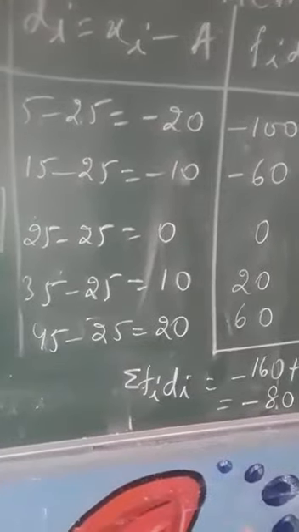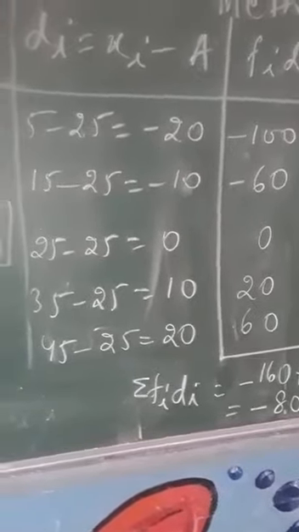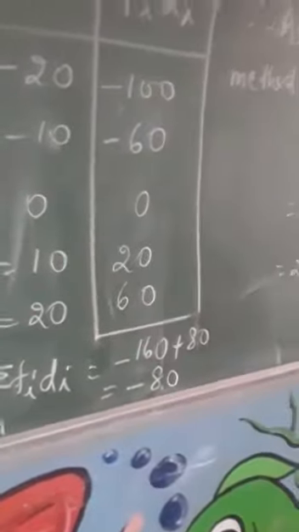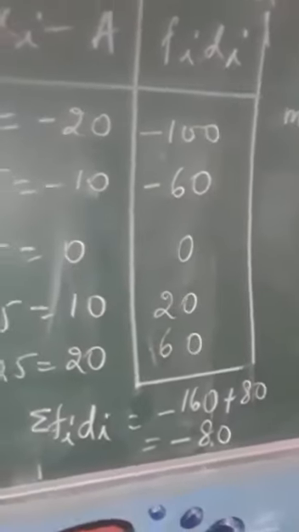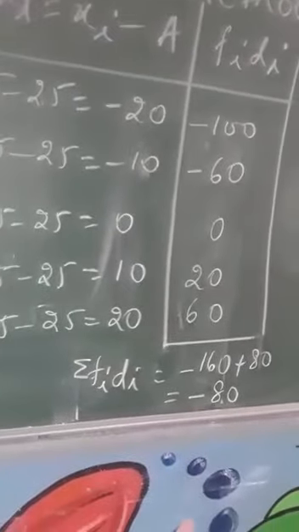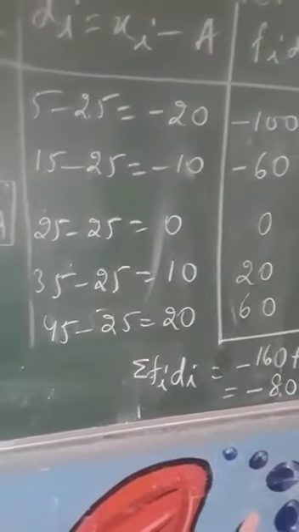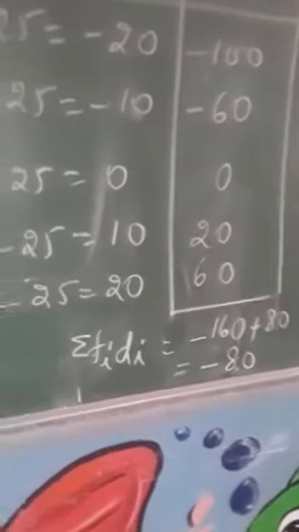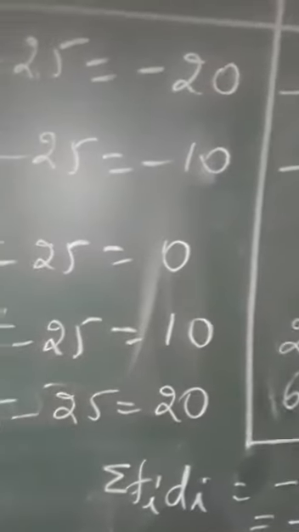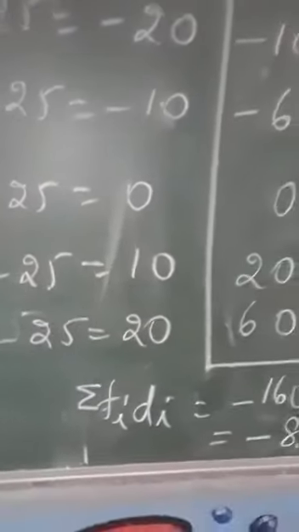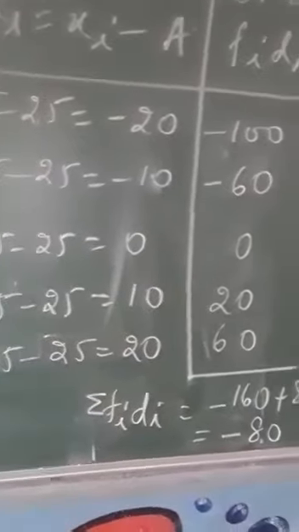The third term is 0 of di. So whatever the term of fi, it will always give us the value 0, because the product of any term with 0 is always equals to 0. Now the fourth term of di is 10, and fourth term of fi is 2. So 10 multiplied to 2 gives us 20. Now the last term of fi is 3, and the last term of di is 20. The product of 20 and 3 gives us 60.